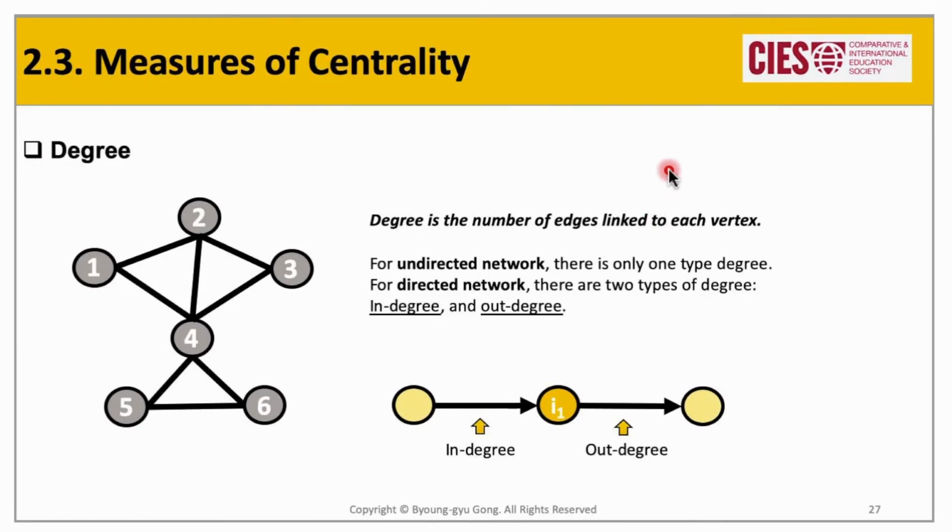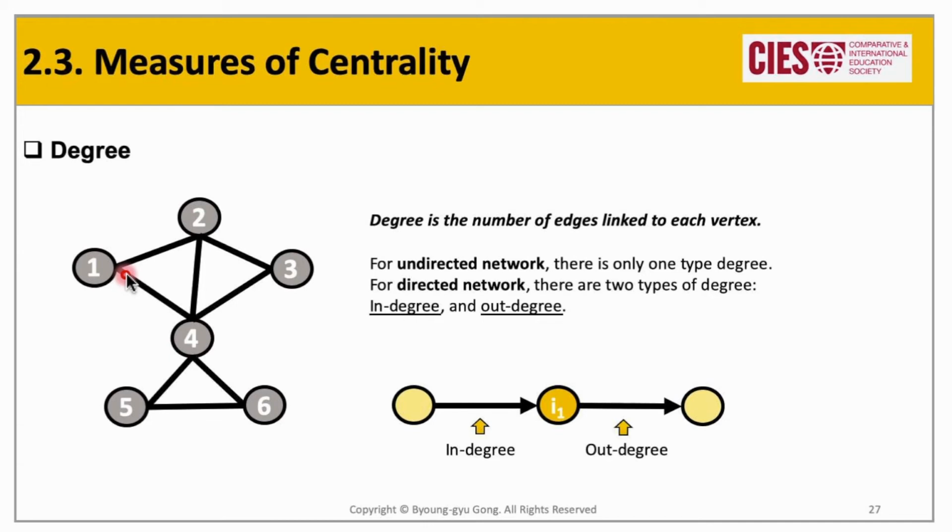Centrality means the strength or power of the nodes inside of the network. Centrality has been considered to be the most important index we can create out of the network data. Thus, from this slide, we will explore various measures of centrality. The first centrality measure is degree. Degree is the number of edges linked to each vertex. In this example network, vertex 1 has 2 degrees as it has 2 edges.